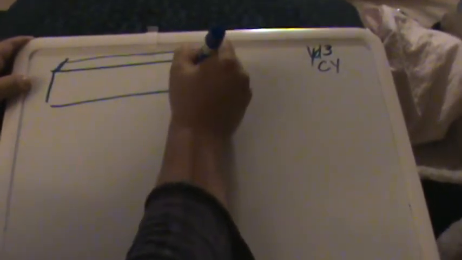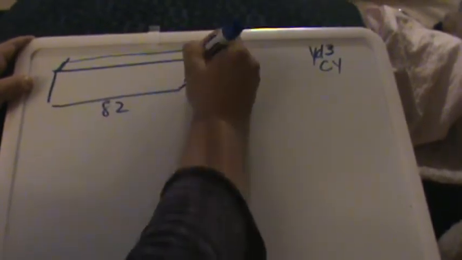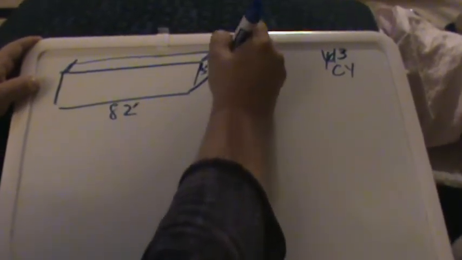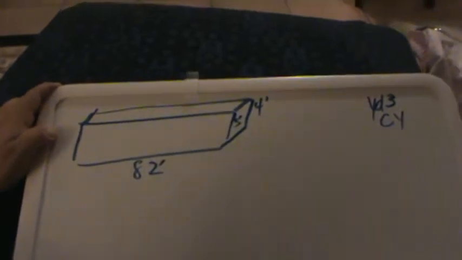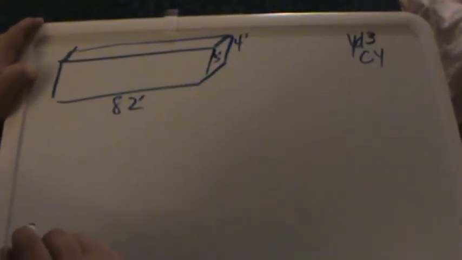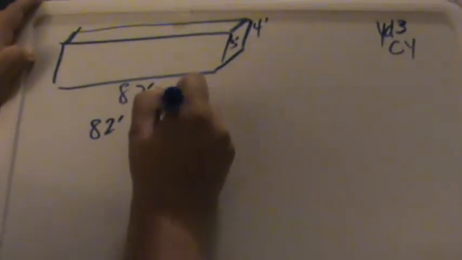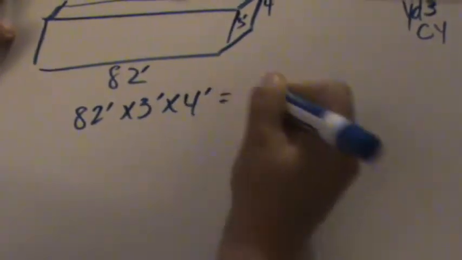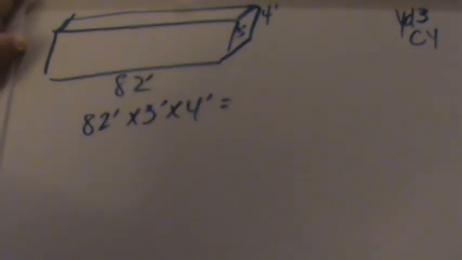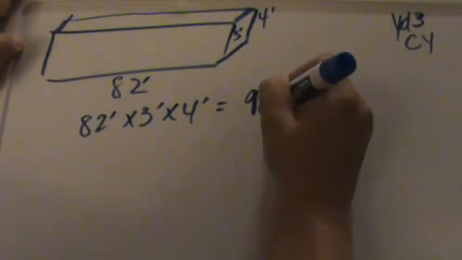So how many cubic yards are in this trench that happens to be 82 feet long? I'm going to draw a little picture here to help me out. It's 82 feet long, 3 feet wide, and 4 feet deep. To calculate volume, we just multiply the length times the width times the depth. So that would be 82 feet by 3 feet by 4 feet. We do the standard math, pop it into our calculator, and we get 984.